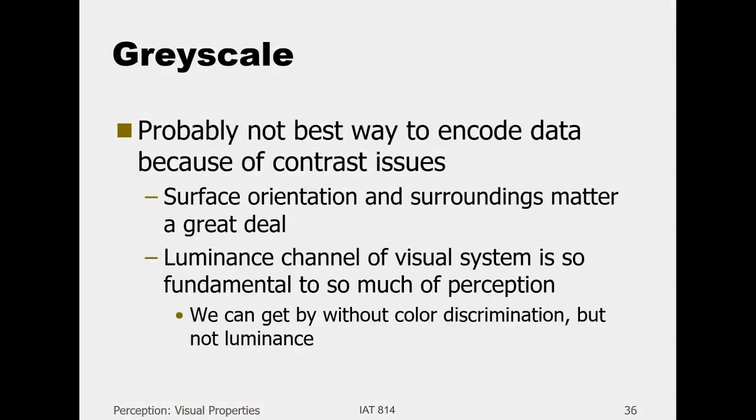So grayscale is probably not the best way to encode data all by itself because of contrast issues. And surface orientation and surroundings matter a great deal, and we're secretly demonstrating that as we go through these slides. The luminance channel of the visual system is so fundamental to so much of perception that we can get by without color discrimination, but not luminance. And luminance and brightness is a very important factor in our way to visually understand the world.